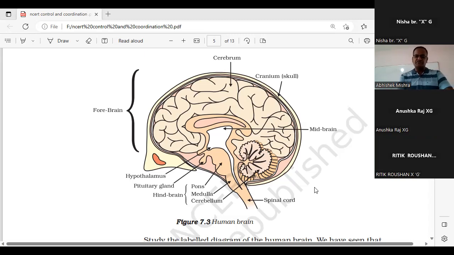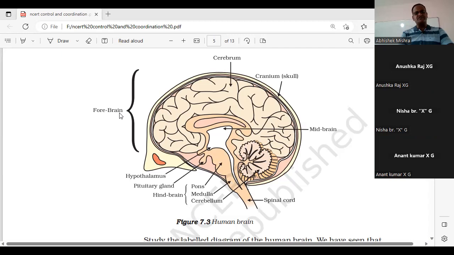Suppose instead of cerebellum, you write hindbrain, you will get equal marks because all three, pons, medulla, and cerebellum, are parts of the hindbrain only. But you have to be specific when you tell the function of forebrain and midbrain because there are no subparts which we are studying for them. But the hindbrain has three subparts.